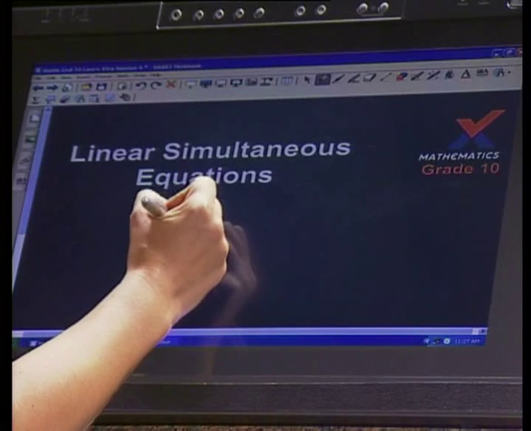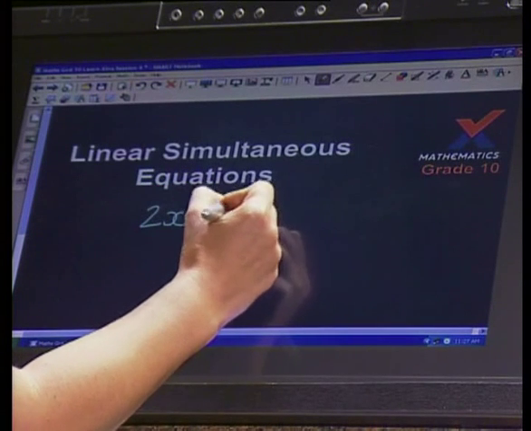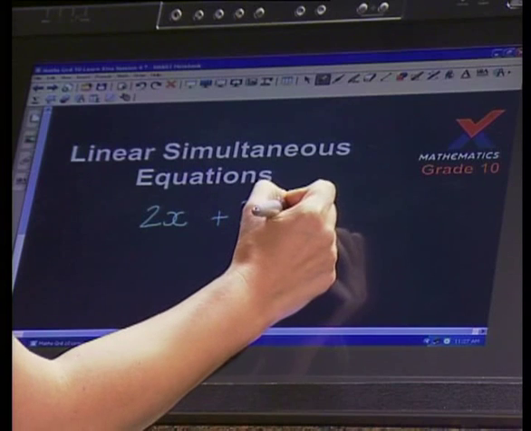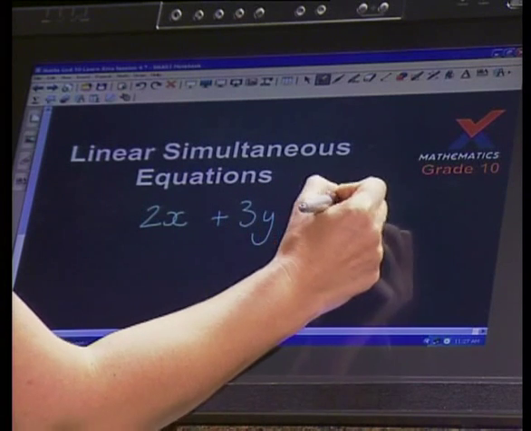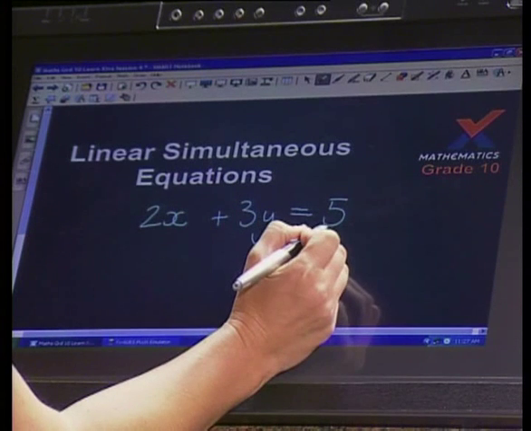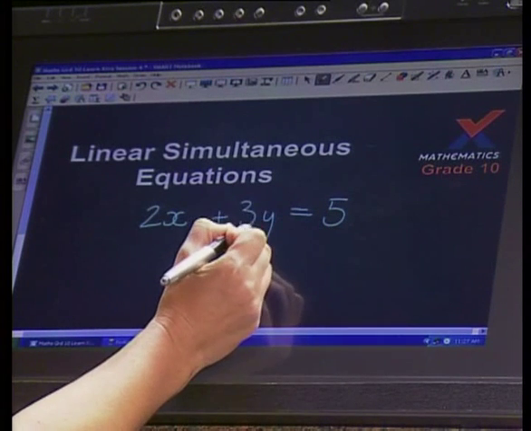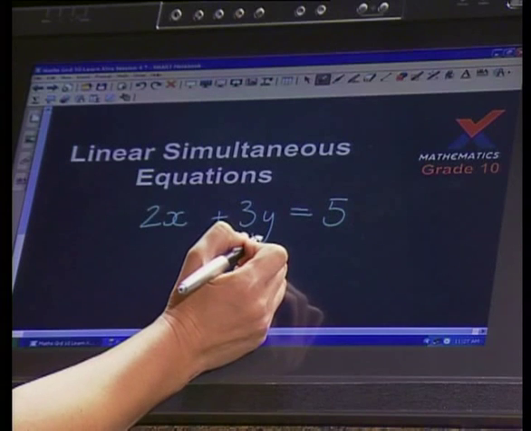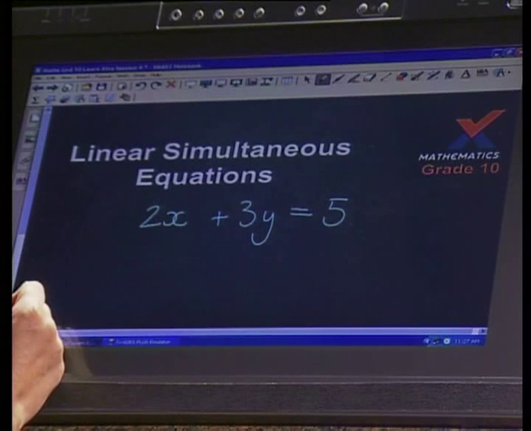For instance, if I were to write down 2x plus 3y is equal to 5, am I able to solve for x? Not really. I can't find a value for x, but I can solve it in terms of y. What that means is that I will have a y in my answer for x.